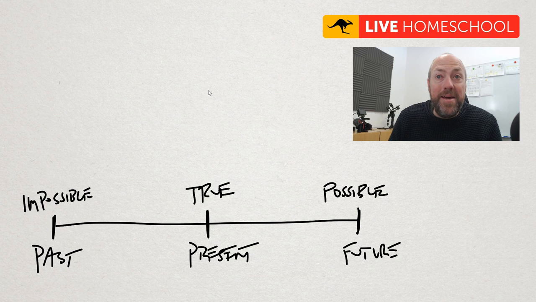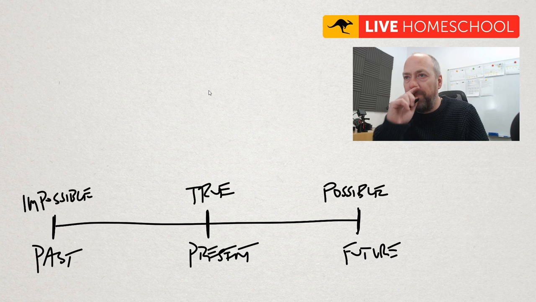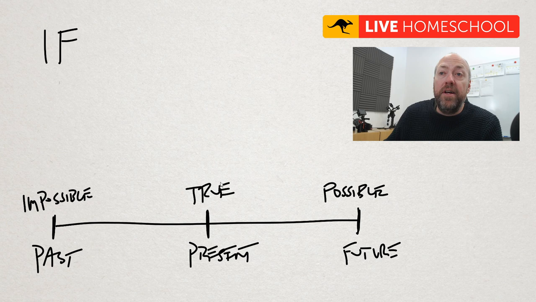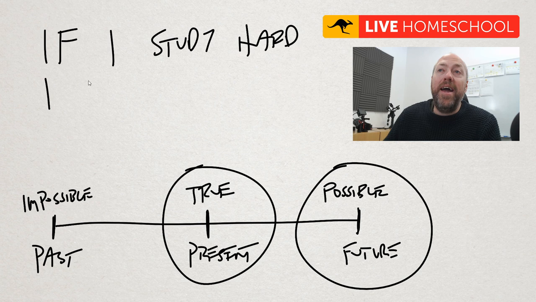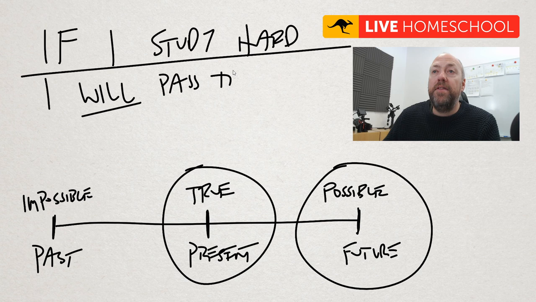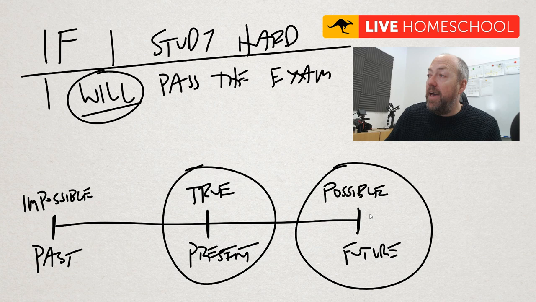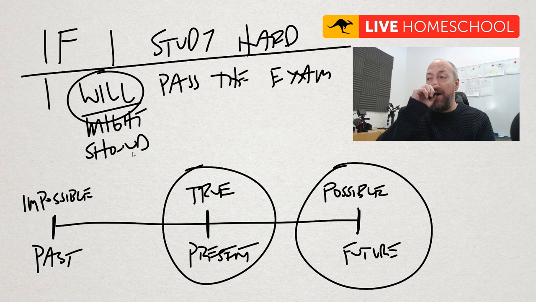And let's do a mixed conditional. Okay, so if, and we're gonna mix something true with something possible, right? So if I study hard, that's the first part, I will pass the exam. Now this is, will, remember, is something possible. It's not true. It's possible, right? But I could use other types of future possibilities, like I might pass the exam. I should pass the exam. This is an example of a mixed conditional.